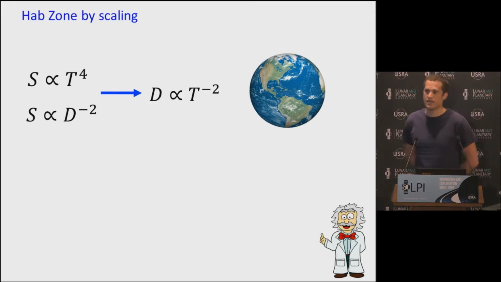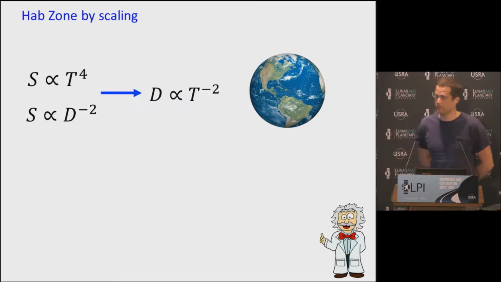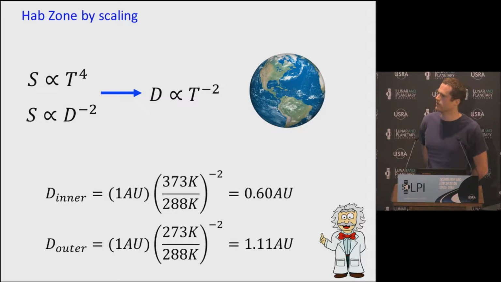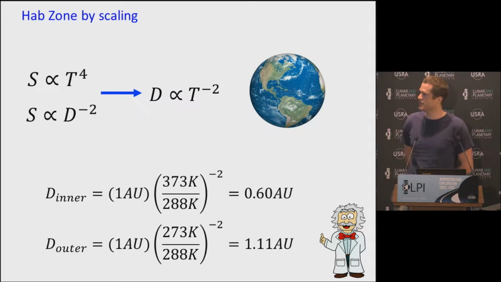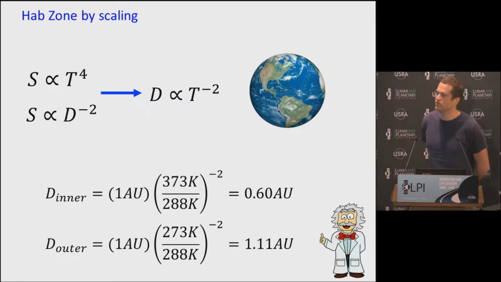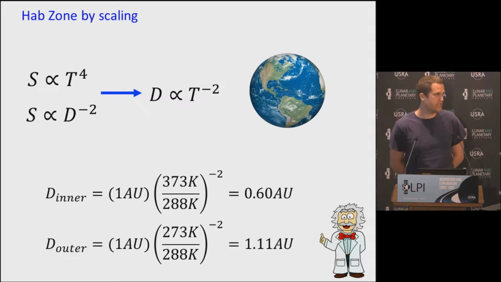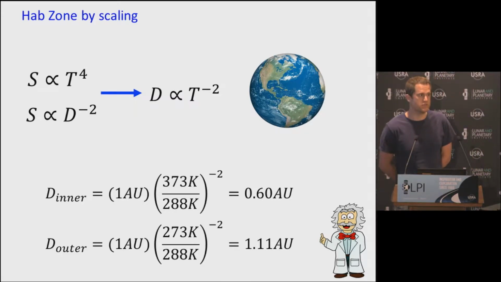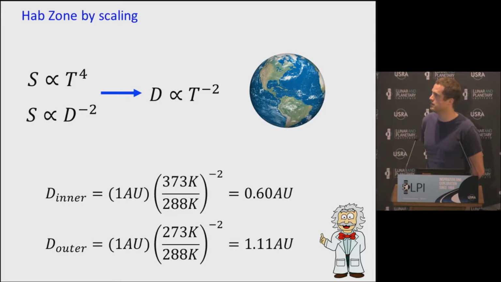And so we're going to say the outer edge of the habitable zone is the freezing point of water, 273 Kelvin. And we're going to say the inner edge of the habitable zone is the boiling point of water on the surface of Earth, which is 373 Kelvin. And we're just going to scale by 1 astronomical unit, which is the distance between Earth and the sun. And we're going to say, so the inner edge by that scaling is 0.6 AU, and the outer edge is 1.11 AU. And this calculation assumes that the albedo and the greenhouse effect, the emissivity of the atmosphere, stay constant, so that nothing changes as you change these distances.